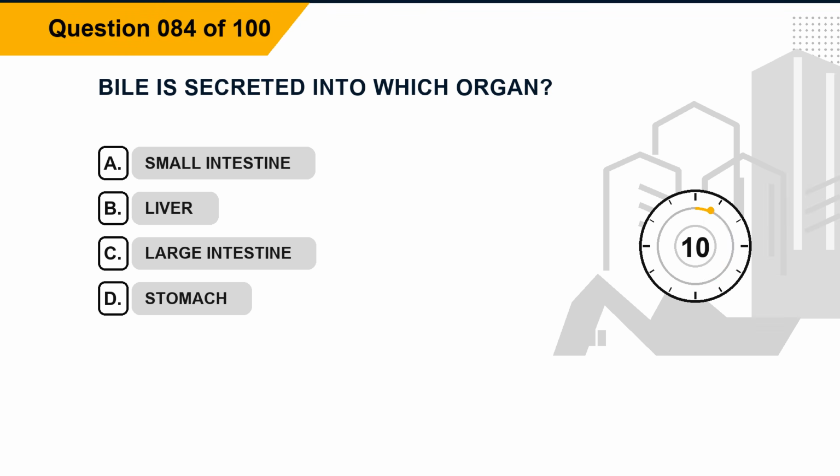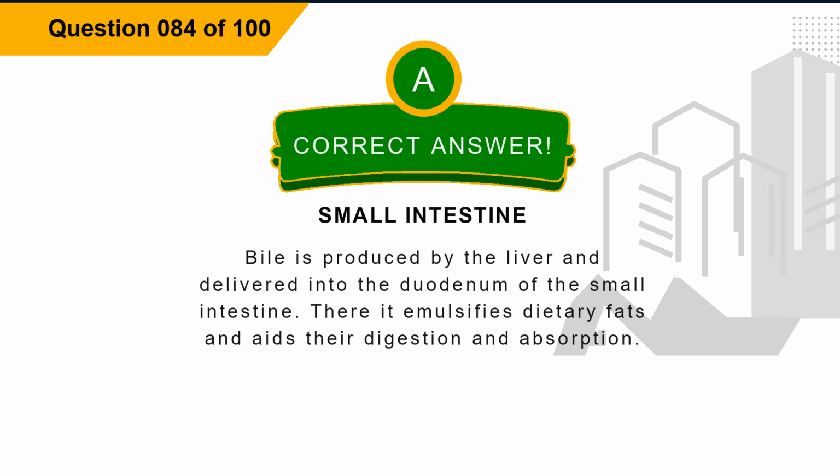Question 84. Bile is secreted into which organ? Option A, small intestine. Option B, liver. Option C, large intestine. Option D, stomach. The correct answer is option A, small intestine. Explanation. Bile is produced by the liver and delivered into the duodenum of the small intestine. There it emulsifies dietary fats and aids their digestion and absorption.